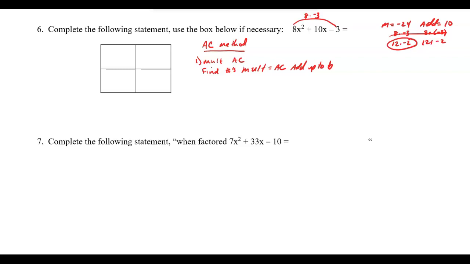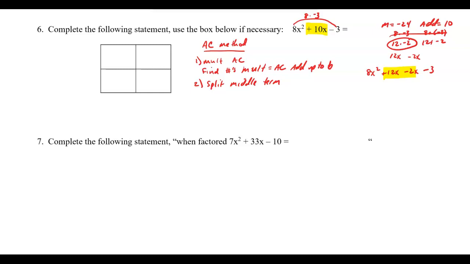So now what I'm going to do is split the middle term, and I'm going to rewrite this polynomial. I see this is a 12x and a negative 2x. So I'm going to rewrite that polynomial as 8x squared plus 12x minus 2x minus 3. And if you look, if I were to combine those, I would get that 10x there.